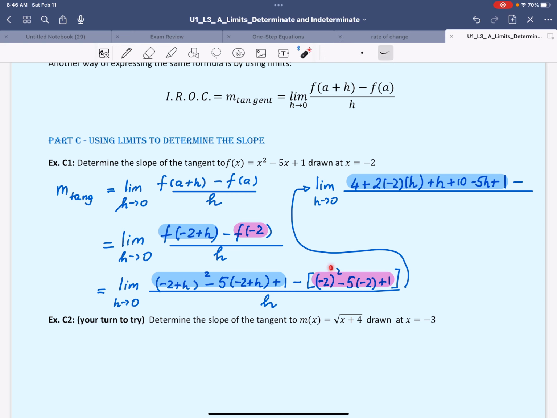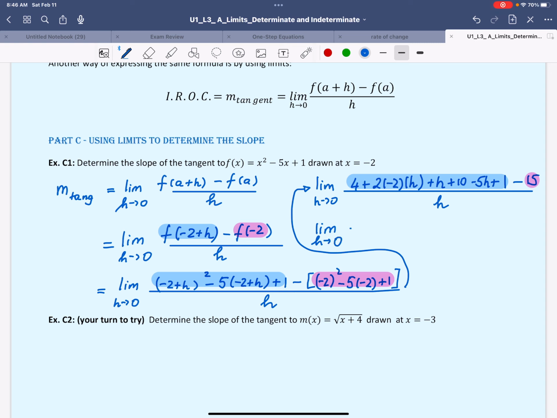We have negative 2 squared, that's a 4. Minus 5 minus 10, that's a plus 10. And then plus 1, so 10 plus 4 plus 1, that means 15. So minus 15. Here we go. And that's over h. So we need one more step to simplify.